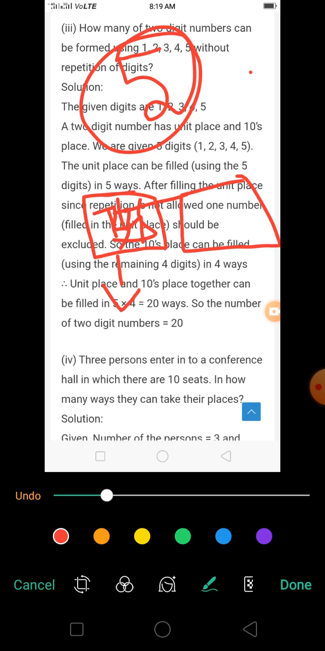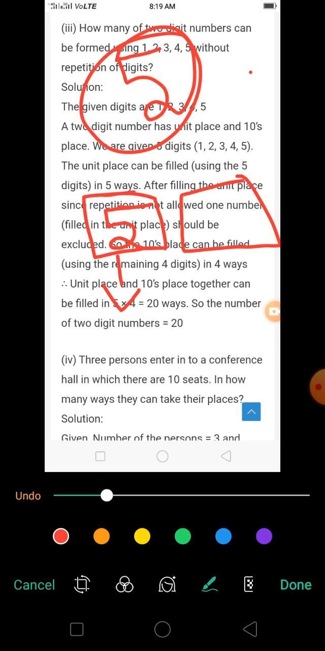But once you put, suppose I put 1 here, you should not put 1 again here, because the condition is without repetition. So here there are 5 possible ways. Suppose if I put 5 here.